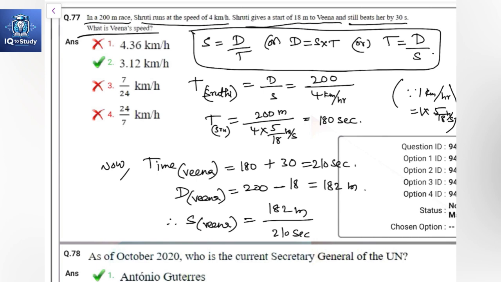The options are given in kilometers per hour. Let's convert into kilometers per hour. So, 182 by 210 into 18 by 5 kilometers per hour. After solving, we will get 3.12 kilometers per hour, which is Veena's speed. So, option 2 is correct.